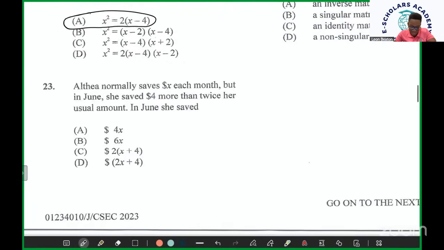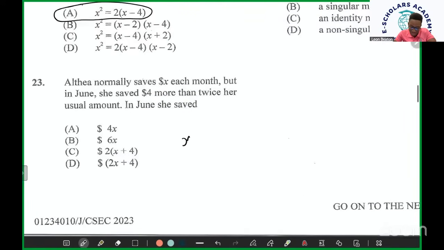All right, so they bring back this one. Alti normally saves x dollars every month, but in June she saved $4 more than twice her usual amount. So $4 more than twice her usual amount. So this is simply D.